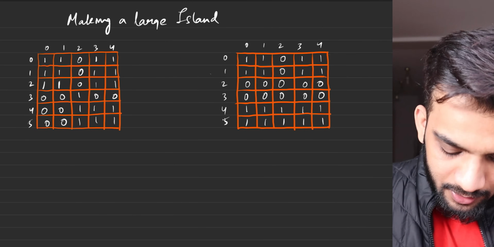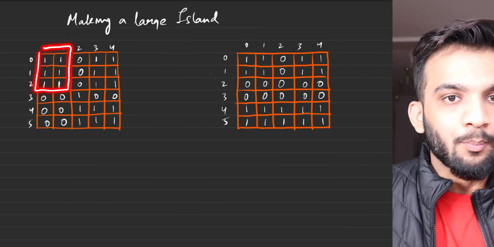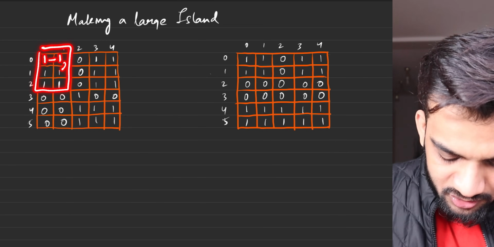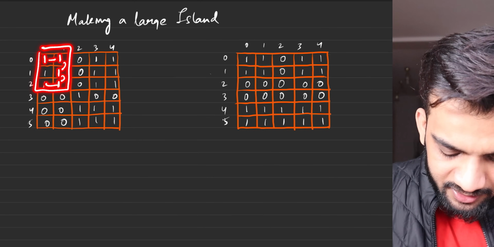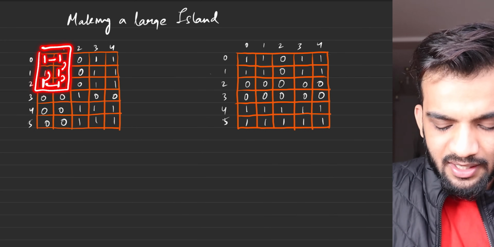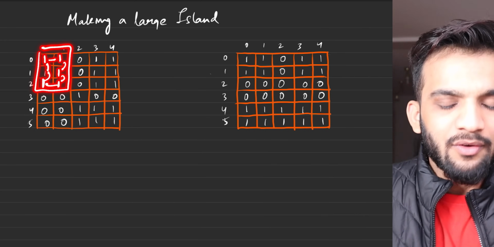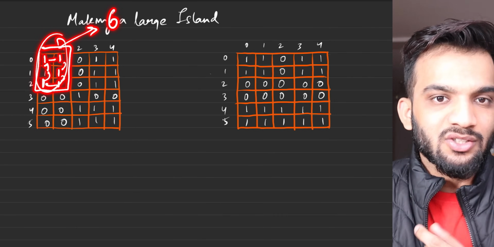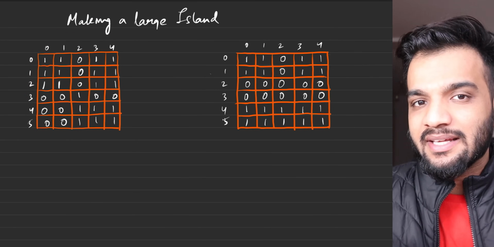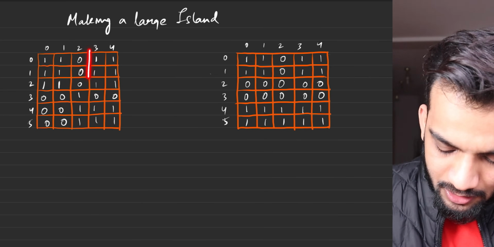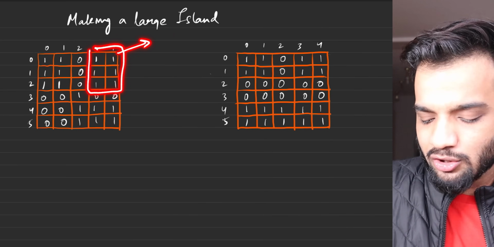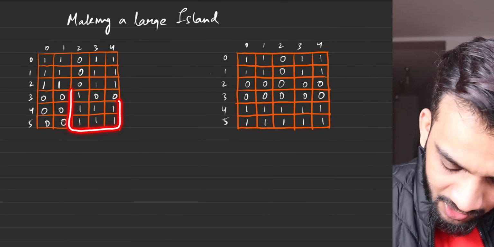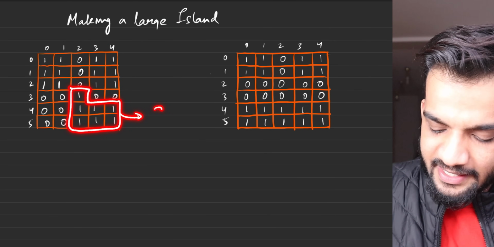So I can say this is a component in itself. Why? This is connected to this, connected to this, connected to this, and this is connected to this. It's a connected component of size 6. So what are the other connected components in this particular n cross n matrix? If you carefully see, this is also a connected component of size 6. Also, we have another connected component of size 7.